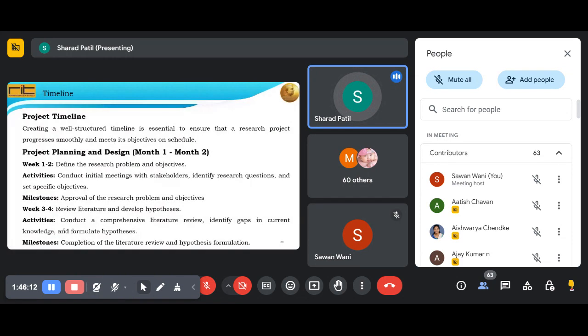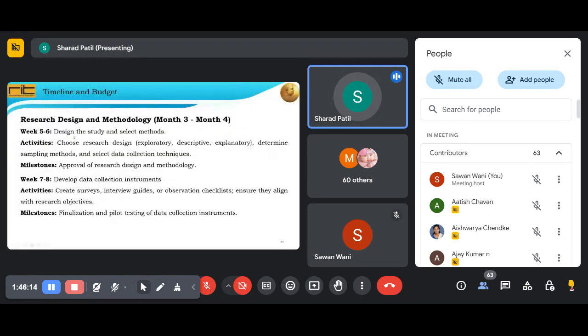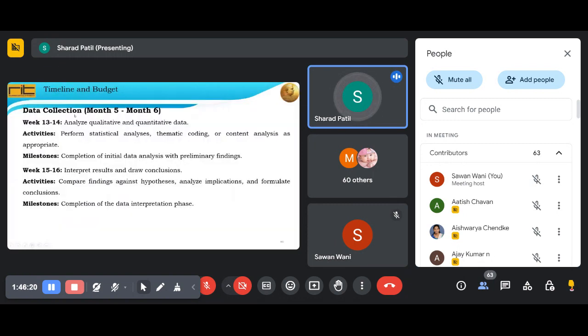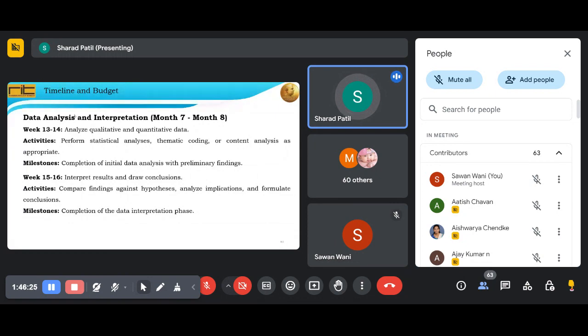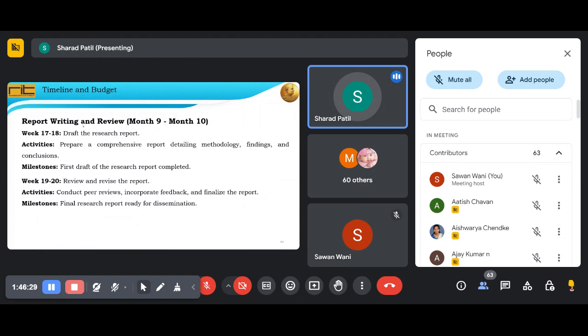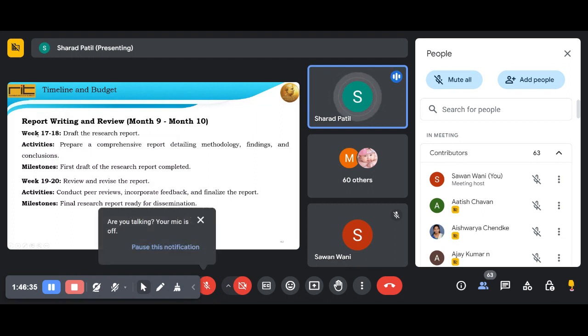So here you can have the project planning and design. You can have research design and methodology in week 5 to 7 or month 3, 4. You can have data collection in months 5 and 6. We can have data analysis and interpretation in months 7 and 8. You can have report writing and review in months 9 and 10, like that. So here you can see every week and the activities are described, and the milestones that I would like to achieve are given.